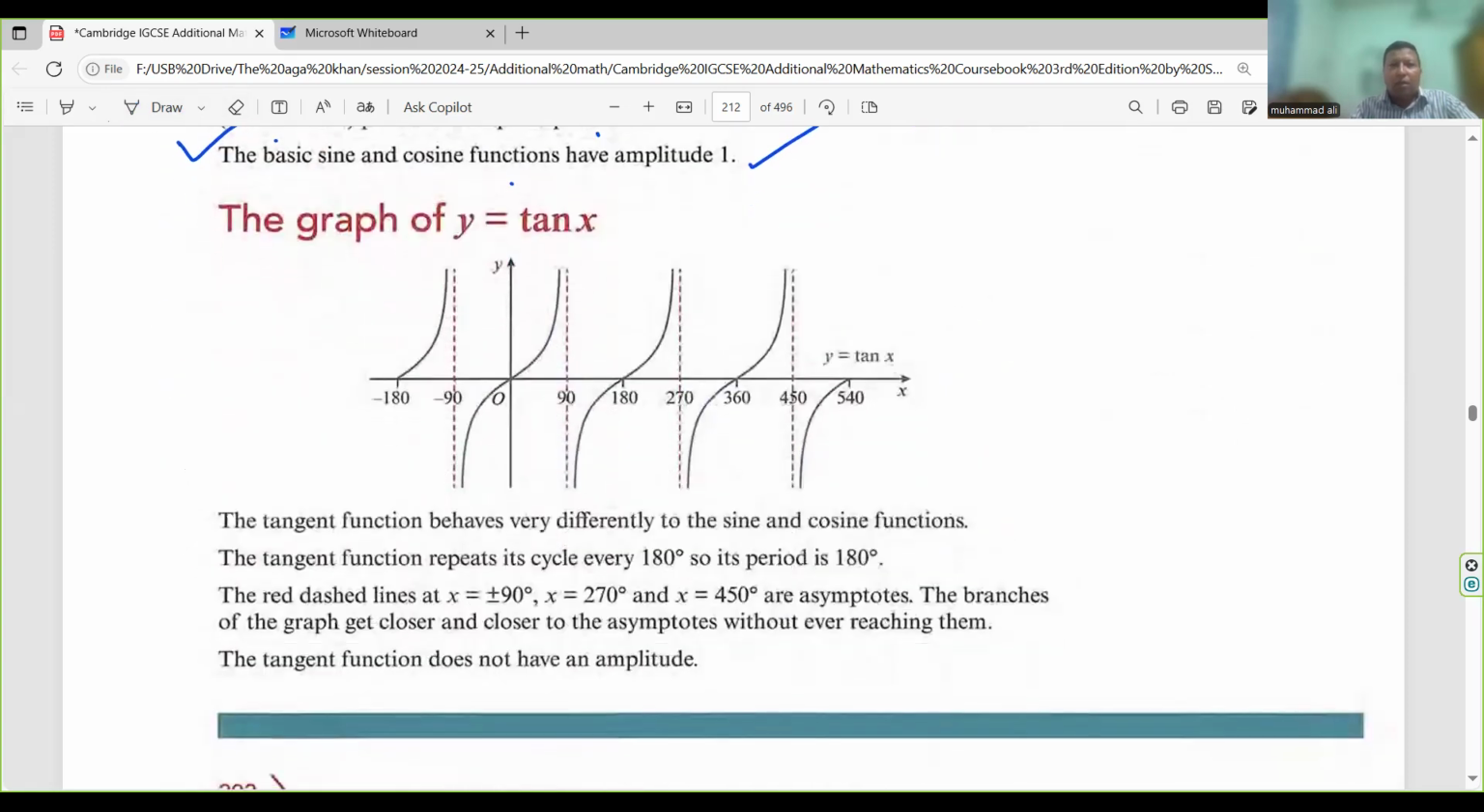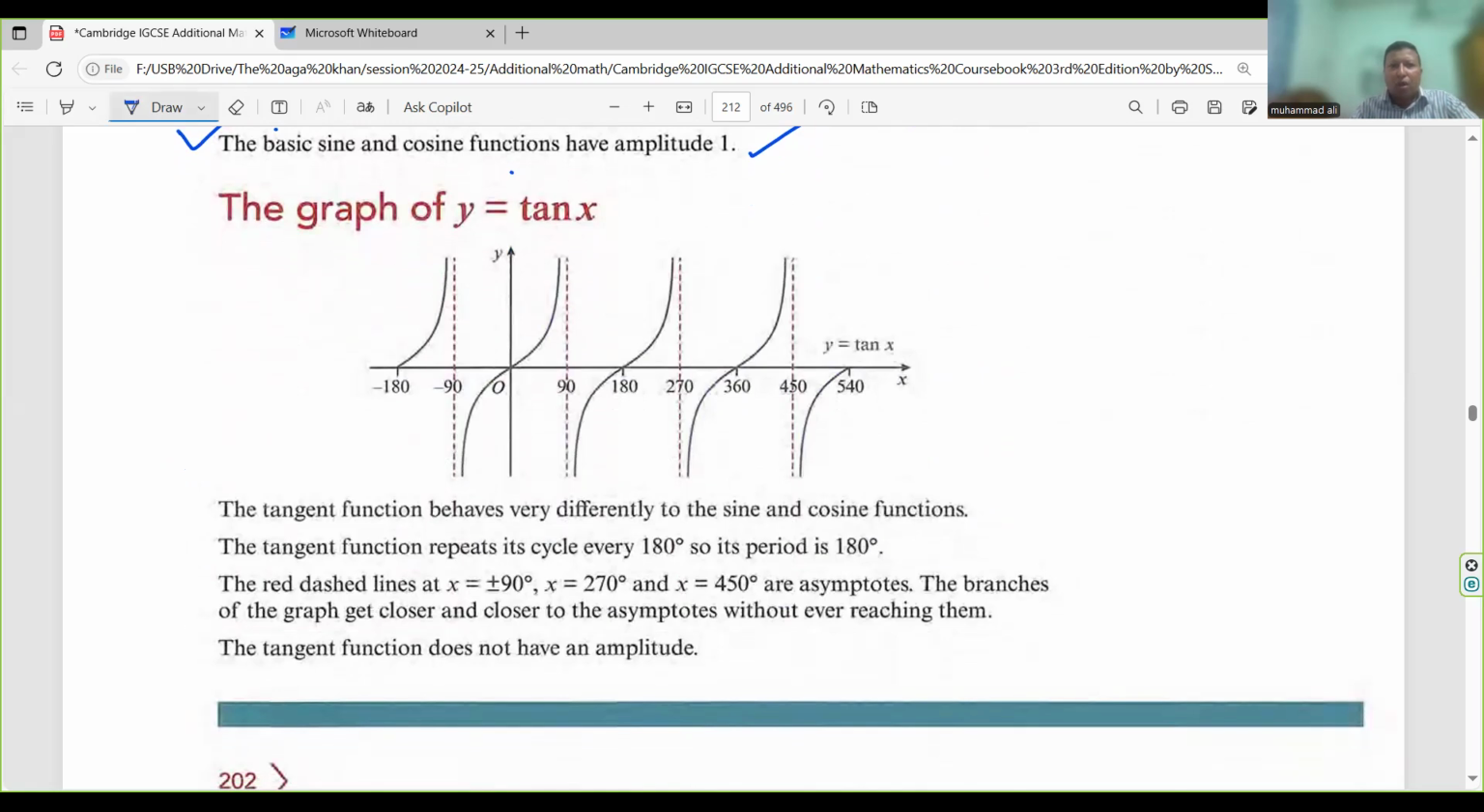Now, tan x graph, you see from 0 degree to 180 degree, the tangent function behaves very differently to the sine and cosine functions. The tangent function repeats its cycle every 180 degree. From 0 to 180 degree, it will again repeat from 180 degree. So it repeats its cycle every 180 degree. So its period is 180 degree.